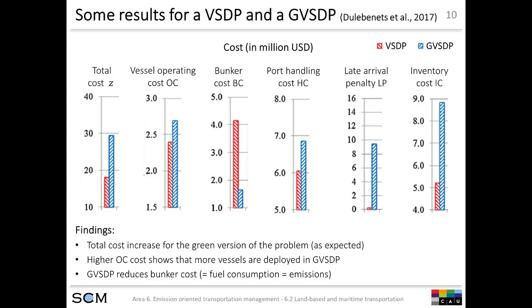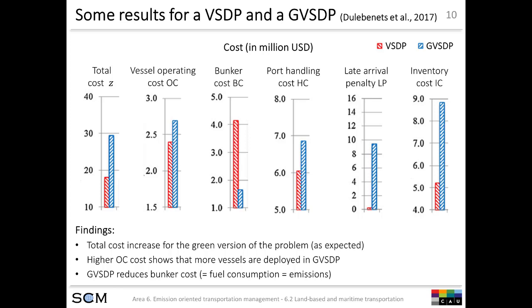This is quite expected, because if we restrict the emissions that are allowed for these ships, we might have to go at lower speed, which in turn means that we probably have to deploy more ships to meet our service frequency and the time windows at the ports. The higher operating cost of the vessel fleets shows us that there are more ships deployed in the green vessel schedule design problem just to meet the schedule from the reduced speeds. We can see that the bunker cost decreased significantly, which corresponds to a saving in fuel and emissions.